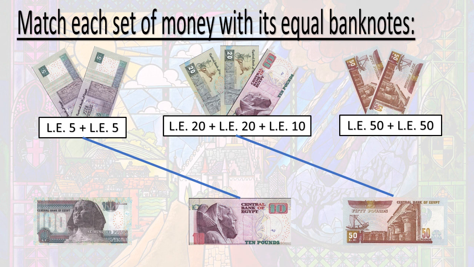What about the third set? If I have 50 and 50, I have 2 banknotes of 50 Egyptian pound. That means 50 plus 50. 50 plus 50 makes 100 Egyptian pound.